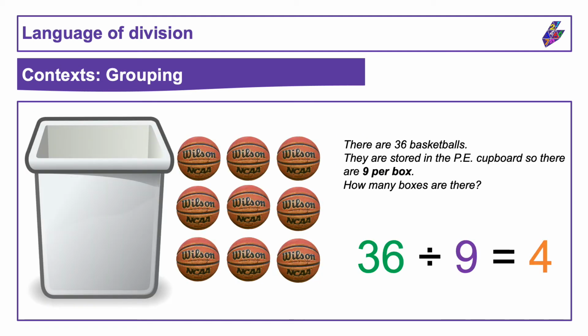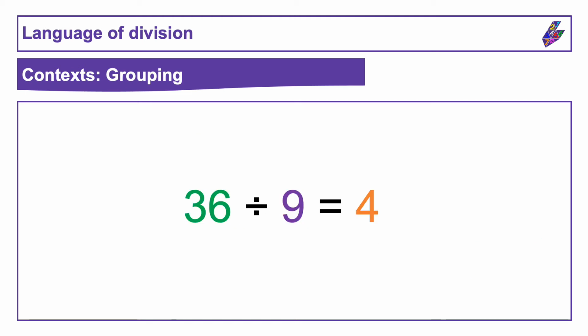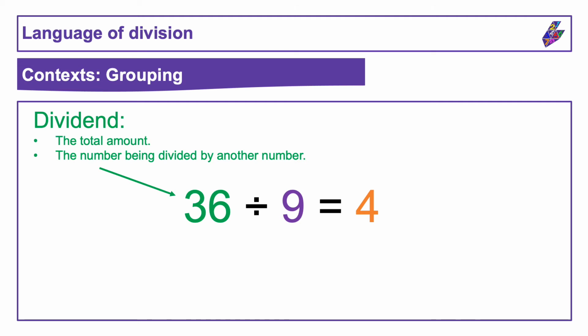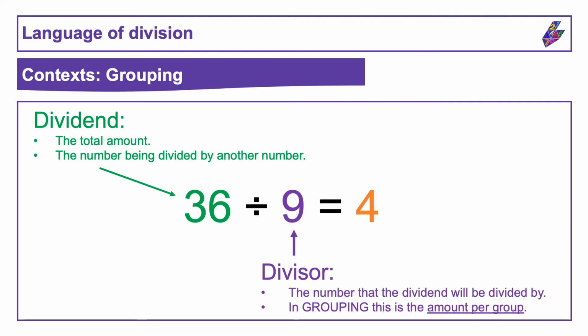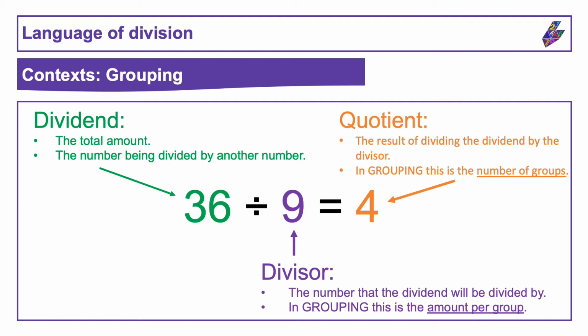We could change the situation, and instead of storing them 4 per box, we might have a larger box and store them 9 per box. Now we would need 4 boxes. Our dividend hasn't changed. It's still 36, the number of basketballs we had. The divisor is now 9. This is the number of basketballs per box. This is because we're dividing 36 by 9. The quotient is now 4. If we divided 36 by 9, the result is 4. We'll need 4 boxes.